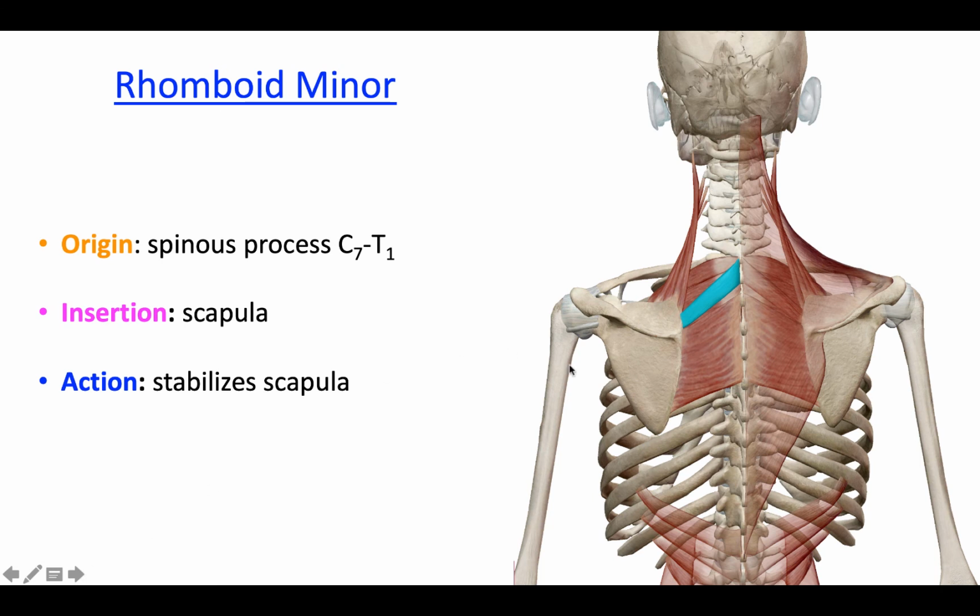And then, of course, we have right above it the rhomboid minor, which is significantly smaller than the major. Its origin is at the spinous process of C7 to T1, inserting at the scapula, and it works with the rhomboid major to stabilize the scapula.